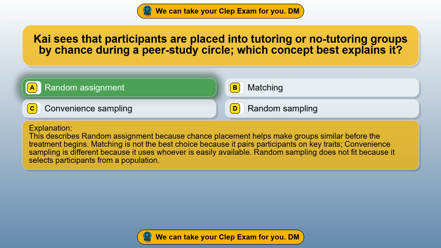Matching is not the best choice because it pairs participants on key traits. Convenience sampling is different because it uses whoever is easily available. Random sampling does not fit because it selects participants from a population.